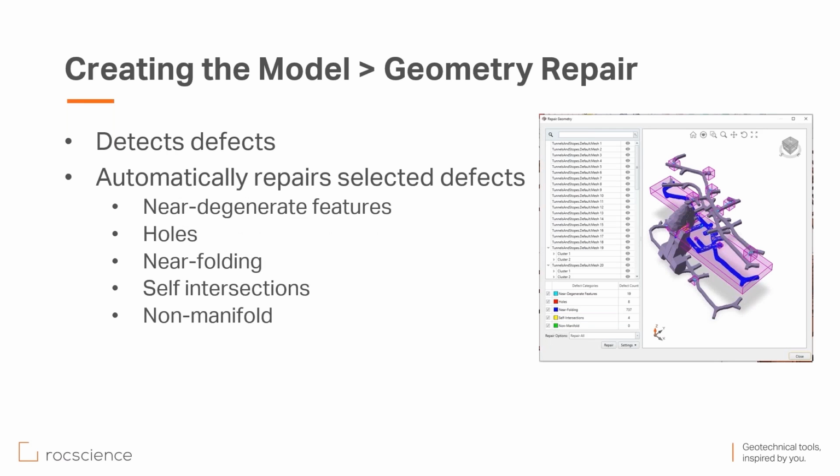One of the critical steps often is the geometry repair, which is done through a single unified geometry repair tool. You'll select geometry and then launch the geometry repair, and it will automatically detect any defects on that selected geometry. Once you have that, you can select what defects you're interested in repairing, and it will automatically repair whatever you've selected. The defects in the geometry it can detect are near-degenerate features, holes, near folding, self-intersections, and non-manifold, all of which I'm going to go through in a little more detail here.